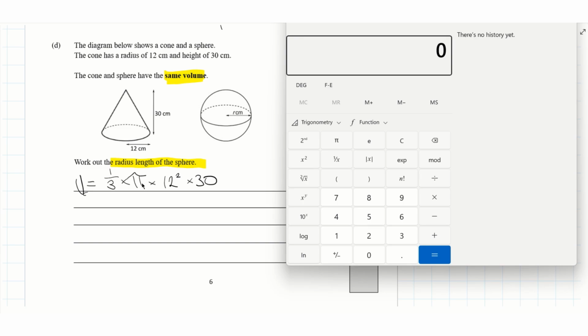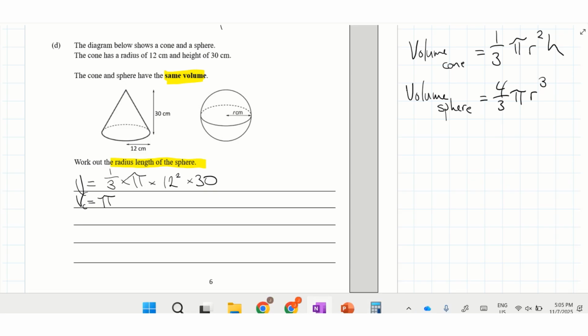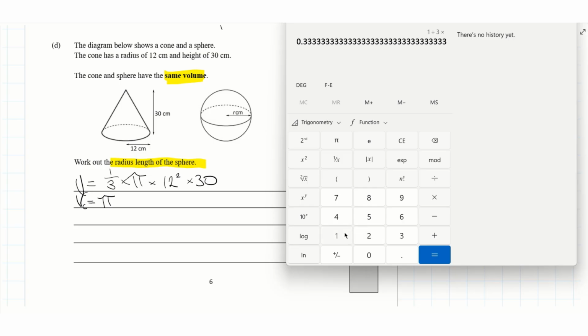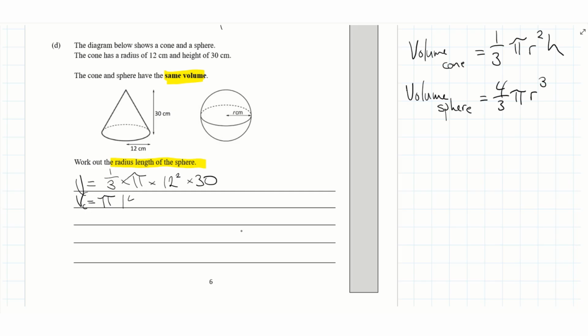So what I'm going to do is keep my volume of a cone is equal to, and I'm going to pop pi at the front. And I'm going to leave pi out, but I'm going to put everything else that's over here into the calculator. So I'm going to do 1 divided by 3 times 12 squared times 30. I'm going to put that into the calculator. It's going to come out with 1,440. So I'm going to put pi times 1,440 is going to be the volume of my cone.